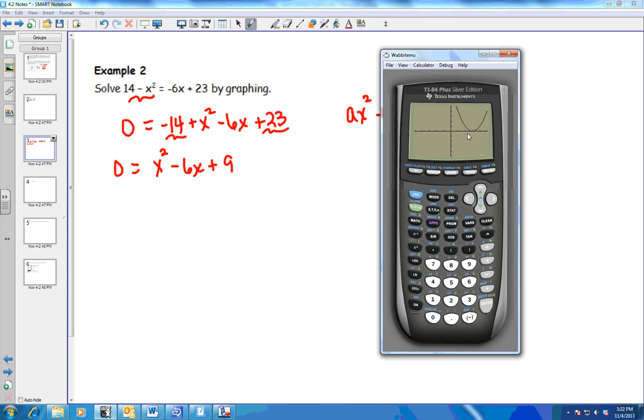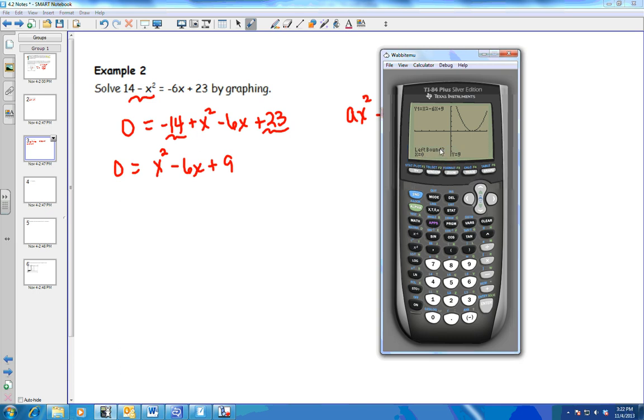All right, now here's the thing. What if we can't tell for sure? Here are the steps that you're going to follow. We're going to hit second trace for calc. We're finding the zeros of our function, so we're going to choose number 2 for zero. Now, if you look down here, your calculator is going to start asking you questions.